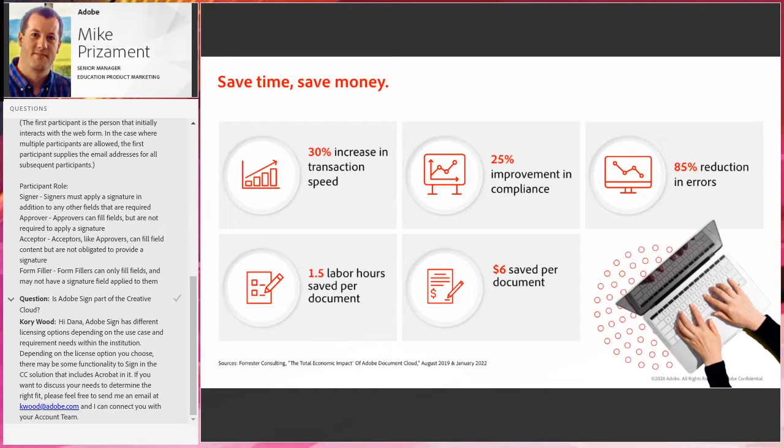And then there's the time savings in terms of labor hours for those admins that need to work on getting the paper documents printed and sent and faxed and shipped and imported and all those kind of busy things. And the dollar amount of just how much does it cost to print something, the paper, the shipping, $6 per document you're actually able to save by going paperless.